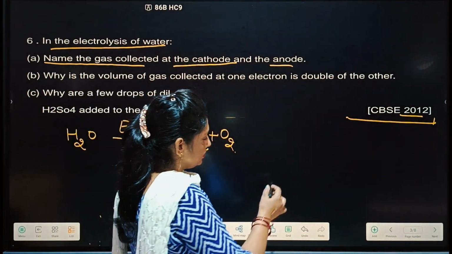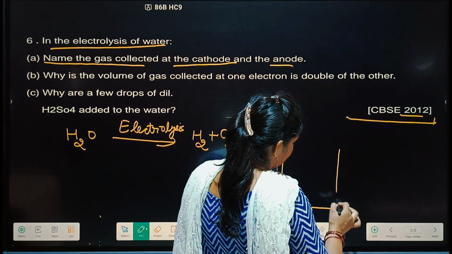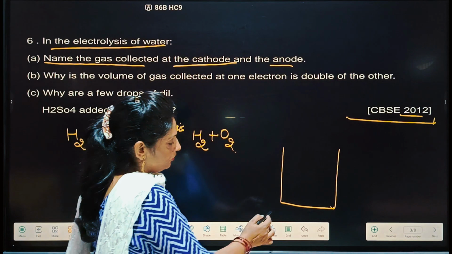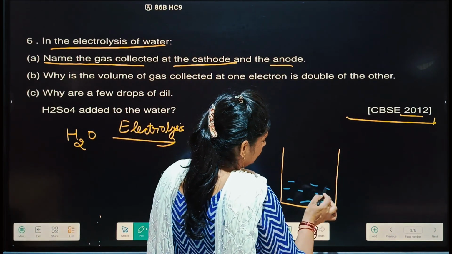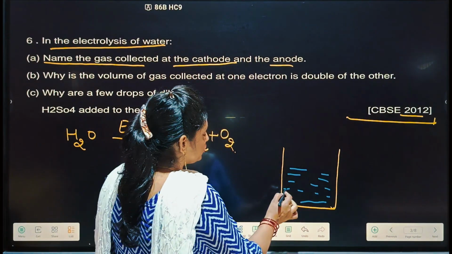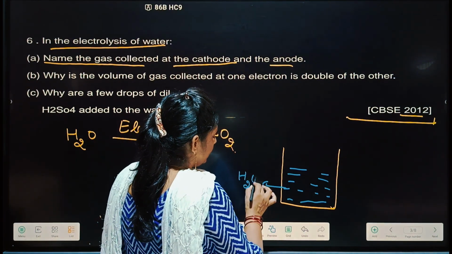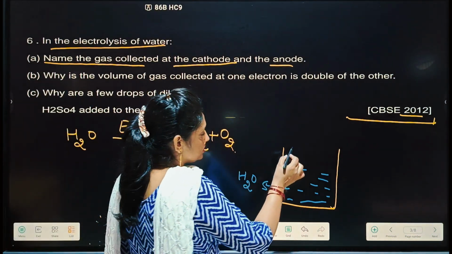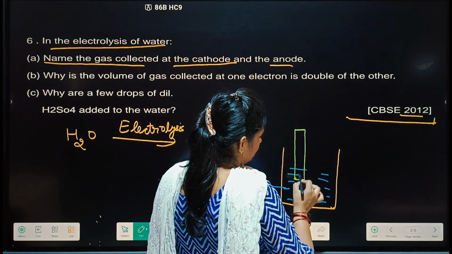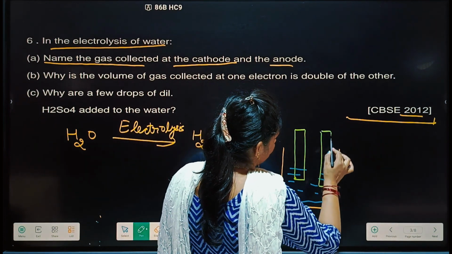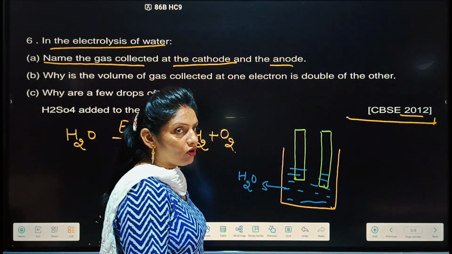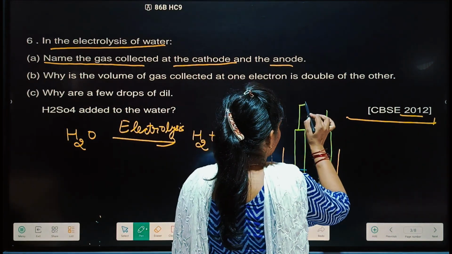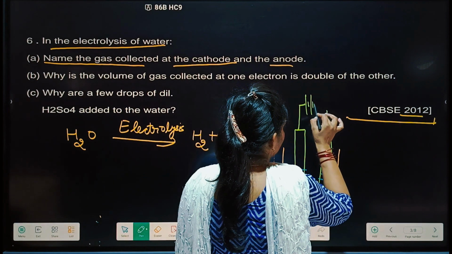So students, here let us consider we are having a container and water is filled in this one. We are filling some water in this. Okay, so this is the water, students. Here, if we pass electricity, we will dip two metal rods. These metal rods are known as the electrodes. We will join these two electrodes with a battery.